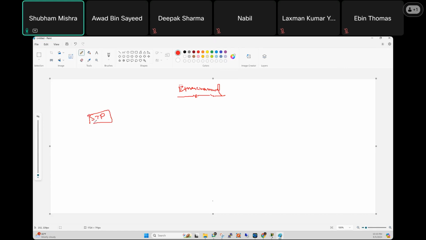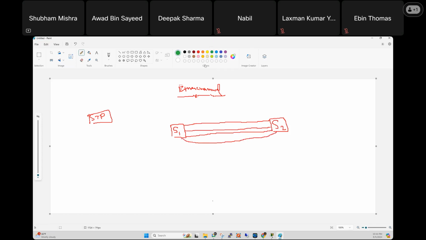Clear, everyone? Now, see the problem. For example, this is switch number 1. This is switch number 2. How many switches are there, guys? 2 switches. Let's suppose between these 2 switches, multiple links are connected, and this is very common. Let's suppose we are using 4 links. So between switch number 1 and switch number 2, total 4 links are there.